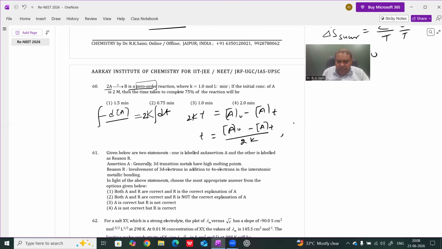In this question, the initial concentration is given as 2 M. After 75% completion, the remaining concentration is 0.5 of 2 M, and k of the reaction is given as 1 mole per liter per minute. So 1.5 divided by 2, and our answer is 0.75 minutes. Second option. Question number 61.